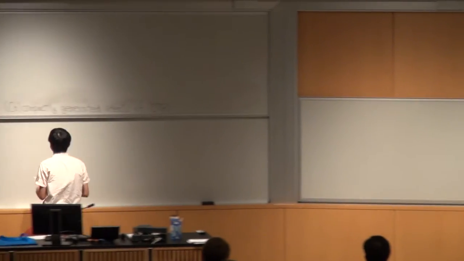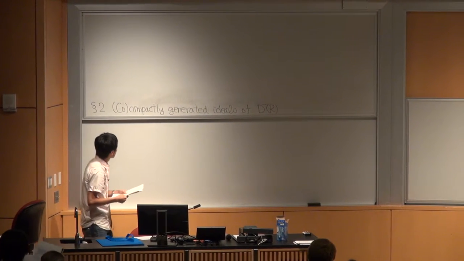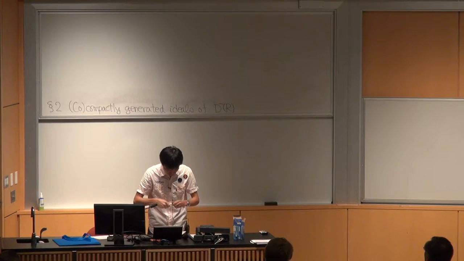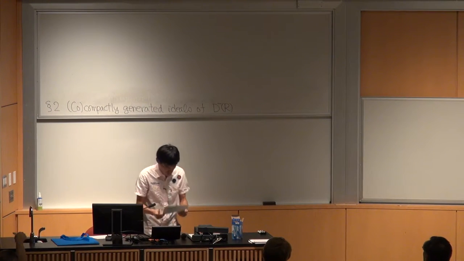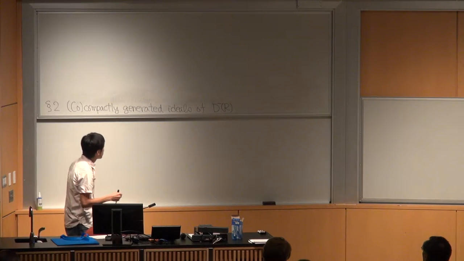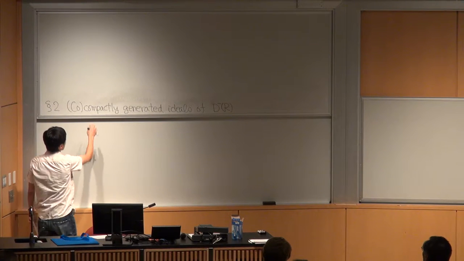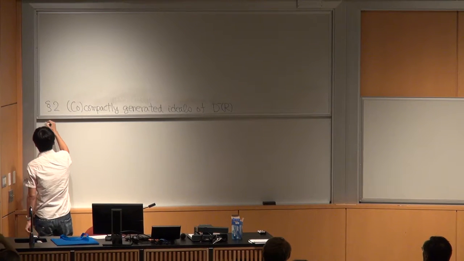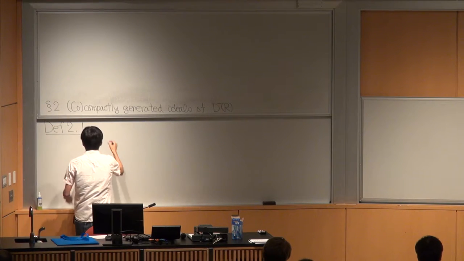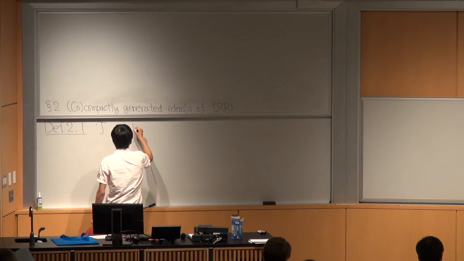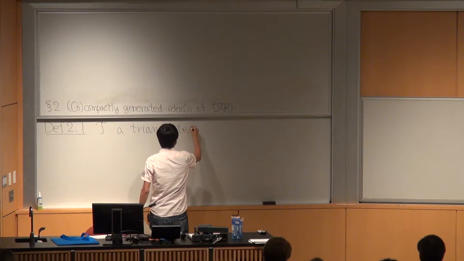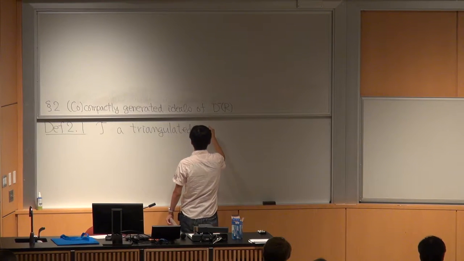So today I will speak about classifying compactly generated ideals and co-compactly generated ideals of D^-(mod R). Let's start by reminding you of the definition of compact or co-compact objects. Let T be a triangulated category, not necessarily tensor, just a triangulated category.